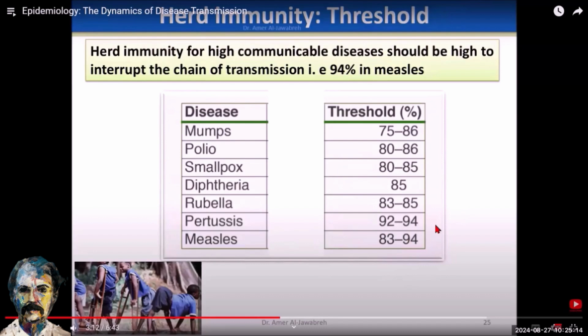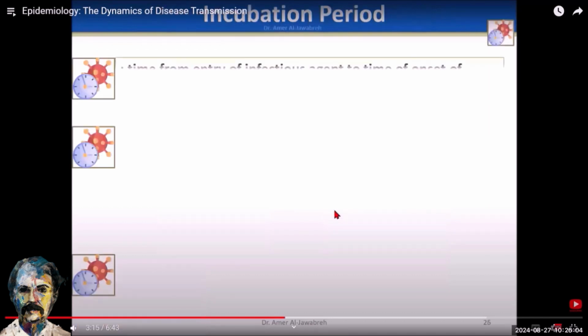Pertussis, 92 to 94. Bordetella pertussis. Rubella, 85. Diphtheria, Corynebacterium diphtheriae. Yes, 85. Smallpox, 85. Polio, 86. Mumps, 86.